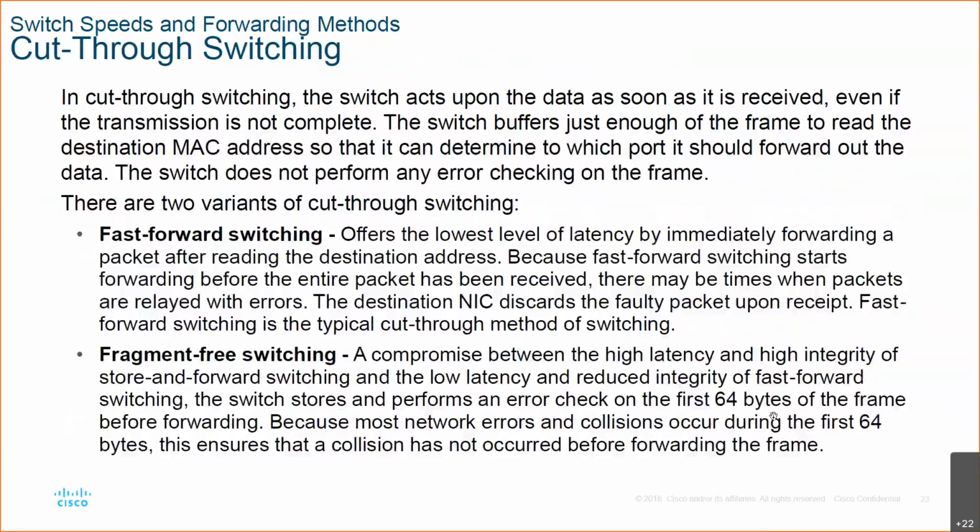What about the second one, cut-through switching? In that, the switch acts upon the data as soon as it is received, even if the transmission is not complete. It uses buffers to read out the destination MAC address so that it can determine to which port it should forward out the data. So we have got two kinds of cut-through switching: fast-forward switching and fragment-free switching.